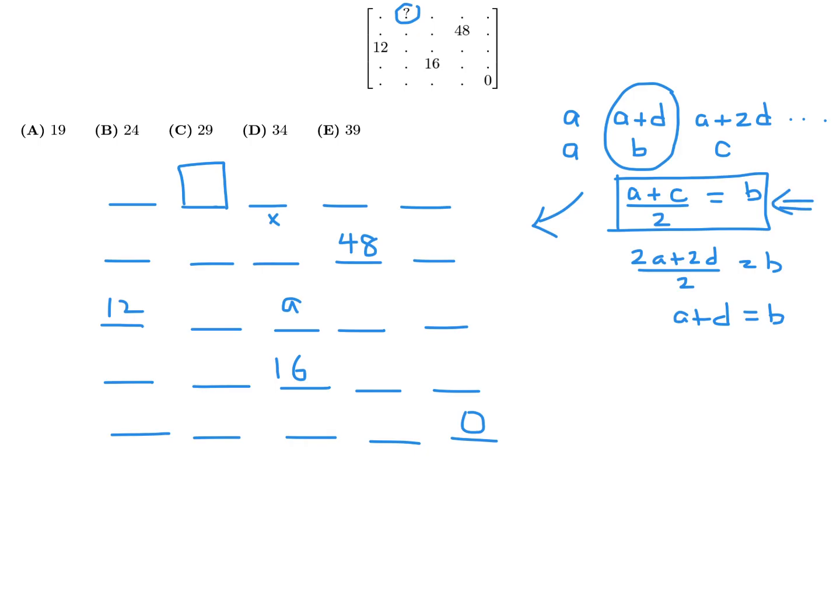So the x would basically be, if I use that, a is equal to (x plus 16) over 2. Correct? Yeah. So x would basically be 2a minus 16.